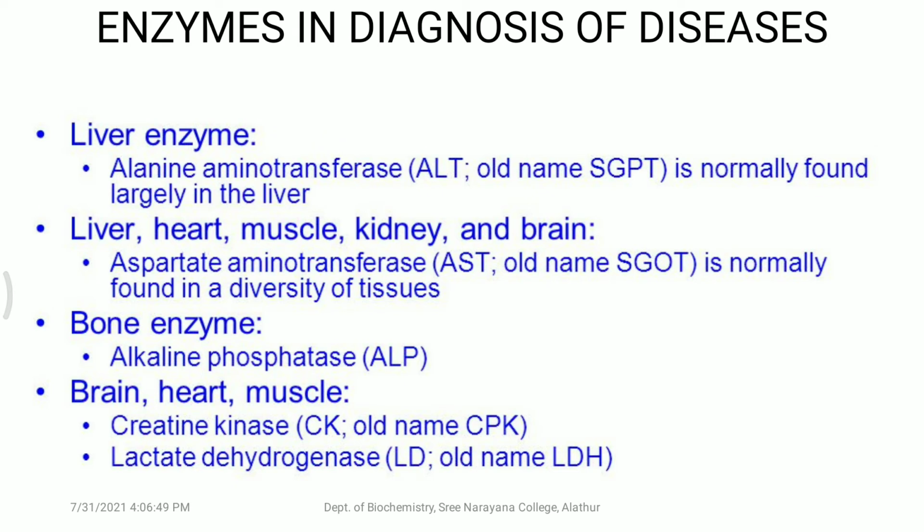Again, liver enzyme, ALT, alanine aminotransferase, normally found largely in the liver, etc. Liver, heart, muscle, kidney and brain. Aspartate aminotransferase, earlier called SGOT, we found in a previous slide. Normally found in many tissues. So these are the enzymes used for diagnosis of diseases.